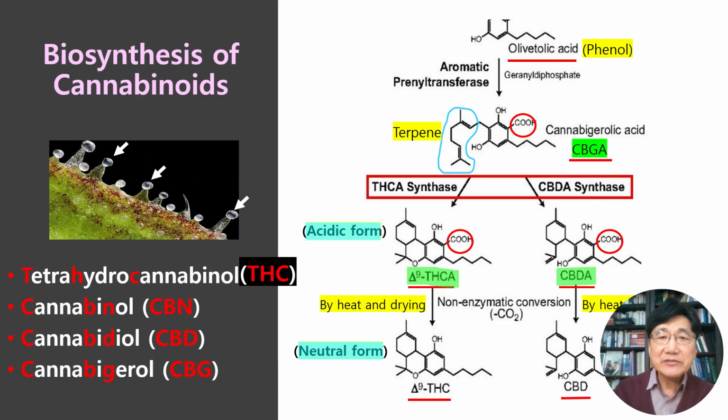This slide shows us the biosynthesis of cannabinoids. Olivetolic acid is a major intermediate in the biosynthetic pathway of cannabinoids. At the first step, olivetolic acid and the terpene unit create CBGA. Sequentially, CBGA converts into THCA or CBDA. So CBGA is the foundation of all cannabinoids and is called the mother cannabinoid.